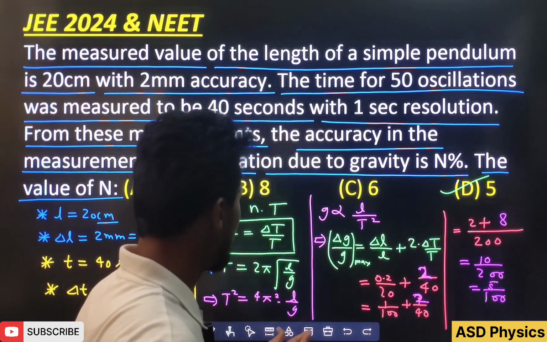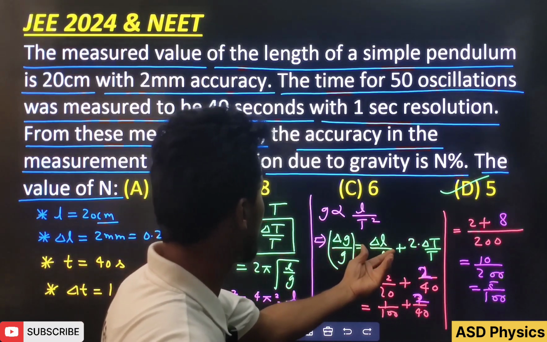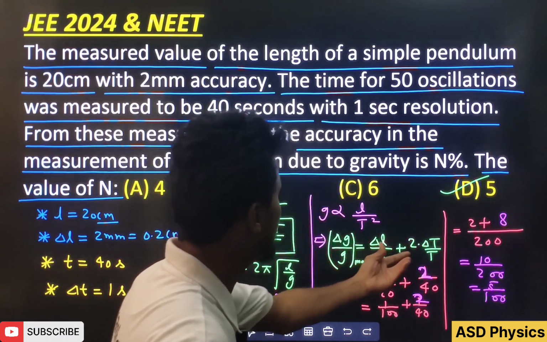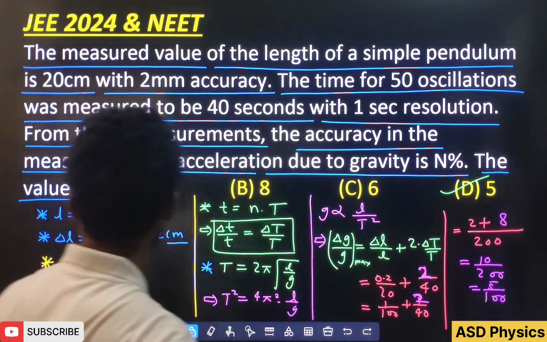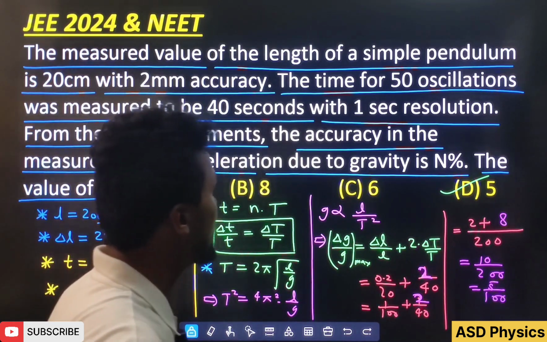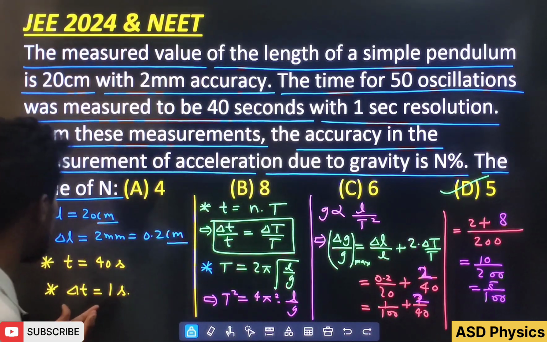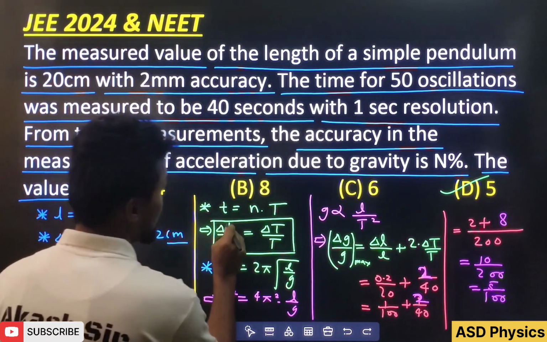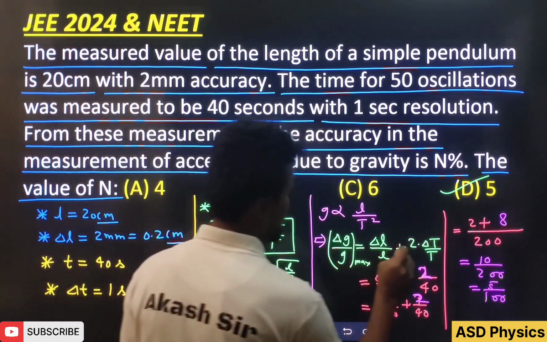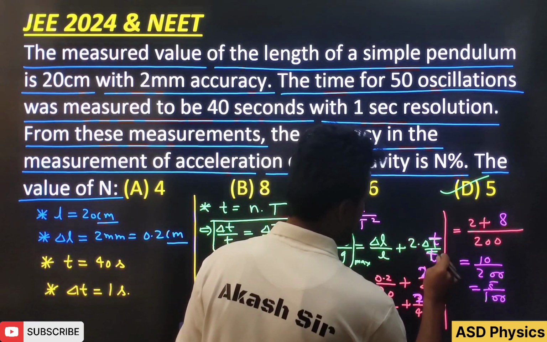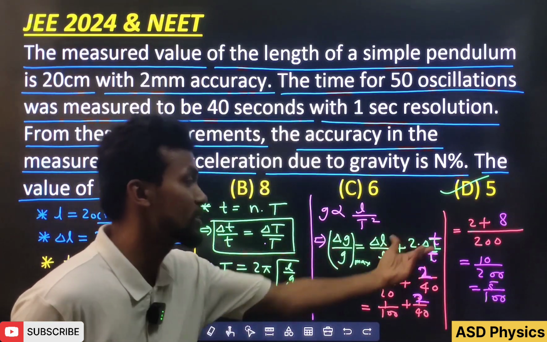T squared is 4 pi squared L by G. Then G is 4 pi squared L by T squared, so delta G by G is delta L by L plus 2 times delta T by T. Delta L by L, how much is coming? 0.2 divided by 20. And 2 times delta T by T. I'm just checking one time here. Delta T by T is delta capital T by T, so even this delta T by T I can make with a small t also. I did not tell you that.